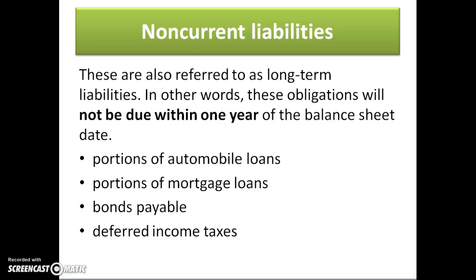Our non-current liabilities are things that are due after 1 year, so that's going to be the portion of the automobile loans, portion of mortgage loans, bonds payable, and deferred income taxes.